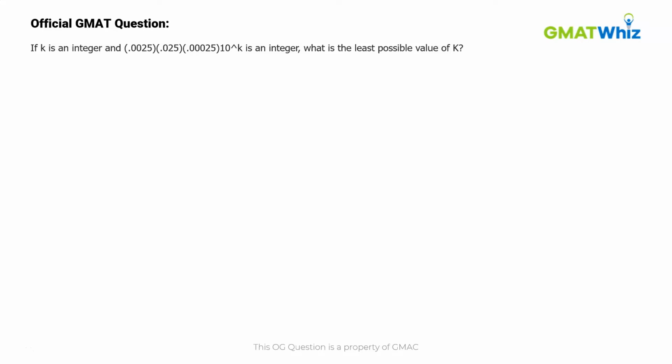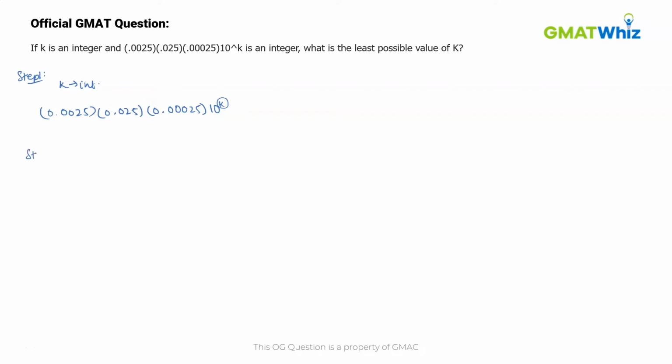In this question, we are given that k is an integer, and we have to find the least possible value of k such that the given expression will be an integer. The given expression is 0.0025 multiplied by 0.025 multiplied by 0.00025 into 10 to the power k. We have to find the least value of k to change this whole expression into an integer.